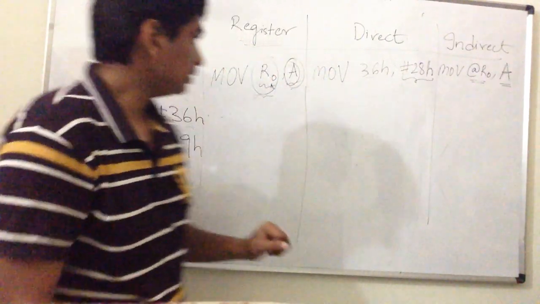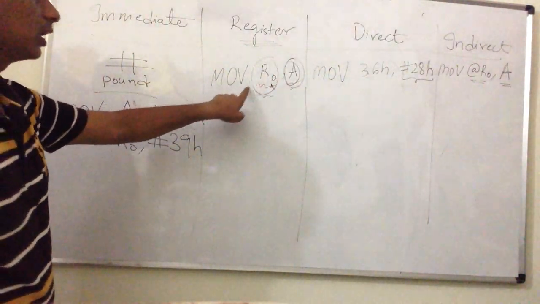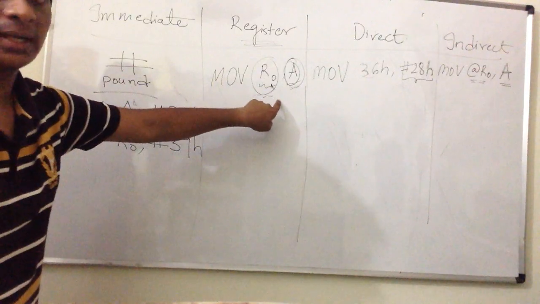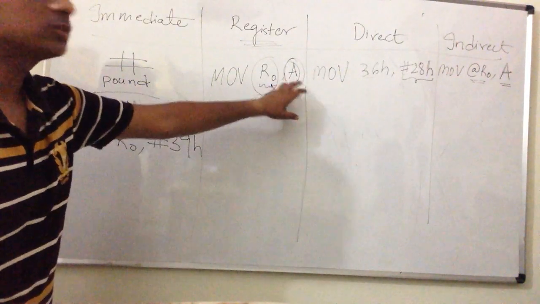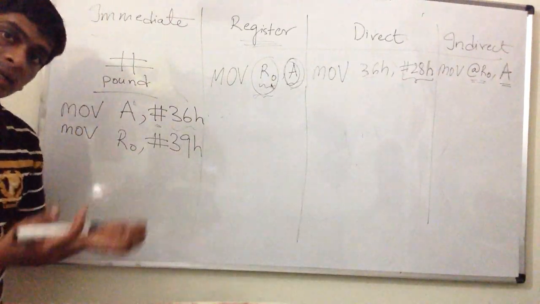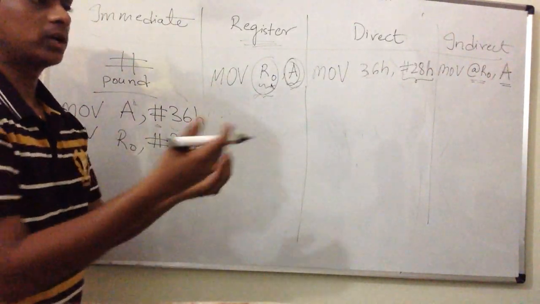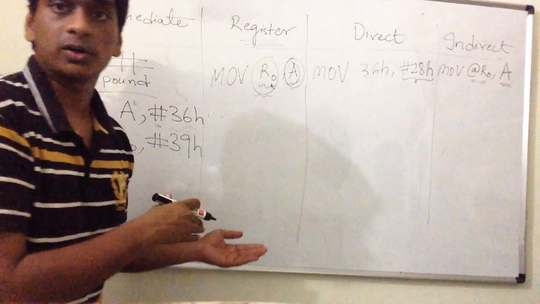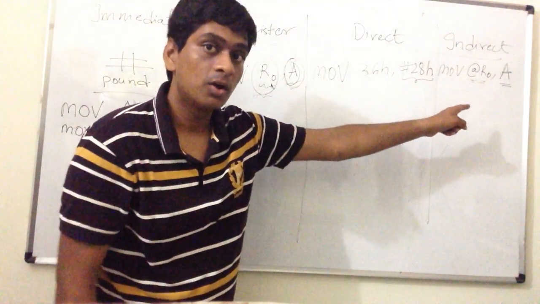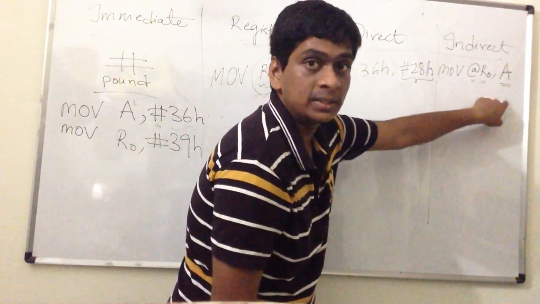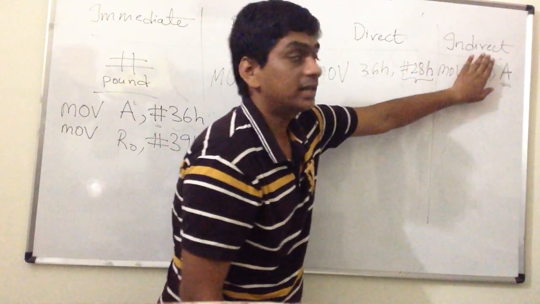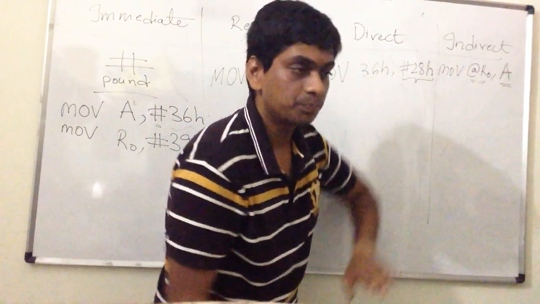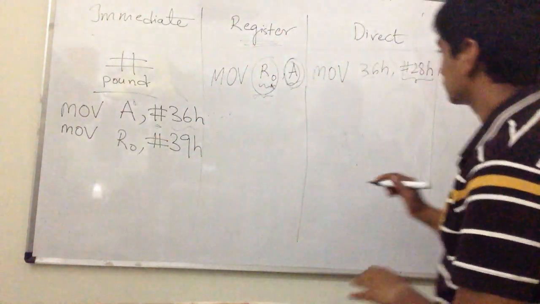Simply put, this is move R0, comma A: you are just moving the data present in A to R0. Whatever data is in A goes into R0. But with the @ symbol, whatever data is present in A goes to the address which is present in R0. I'll tell you how this works.